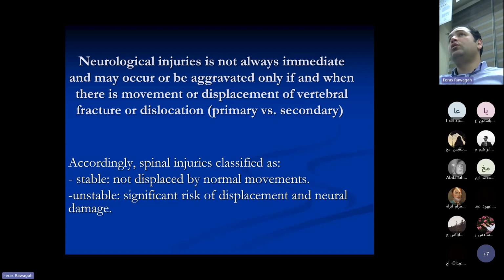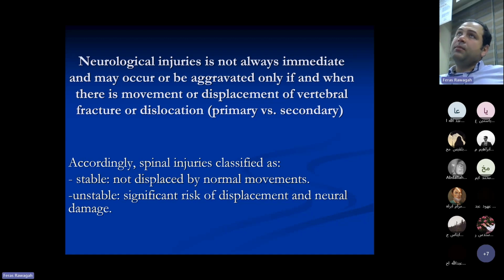Another example of secondary damage which may happen is a result of hypotension and ischemia. Because when there is compression and there is ischemia, there will be further damage. That's why the spinal injury patient should be normotensive, not hypotensive, to prevent ischemia and secondary damage.